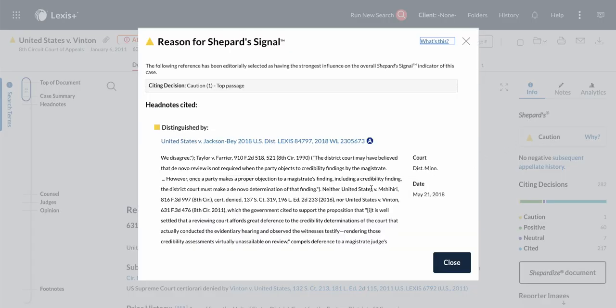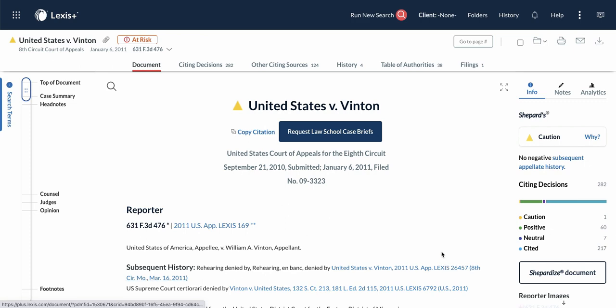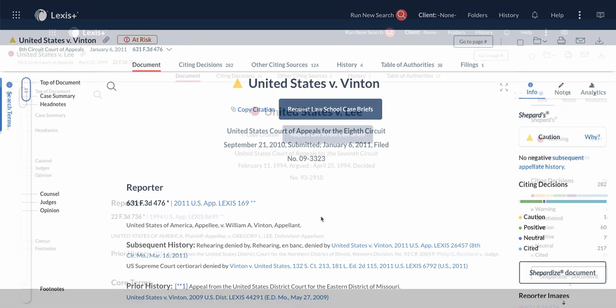We see by doing this that U.S. v. Jackson distinguished our case, which is a fancy way of saying that U.S. v. Jackson chose not to follow Vinton, as Jackson has a different set of facts. If we read this and those set of facts are similar to ours, we might want to go read that case. If not, then our case is still good law.